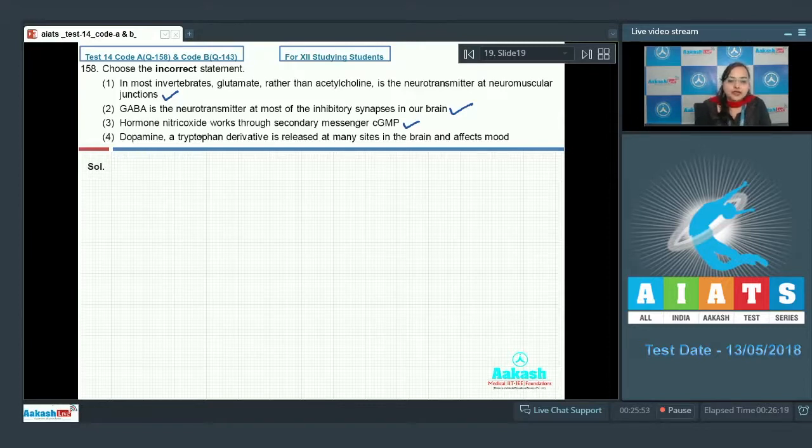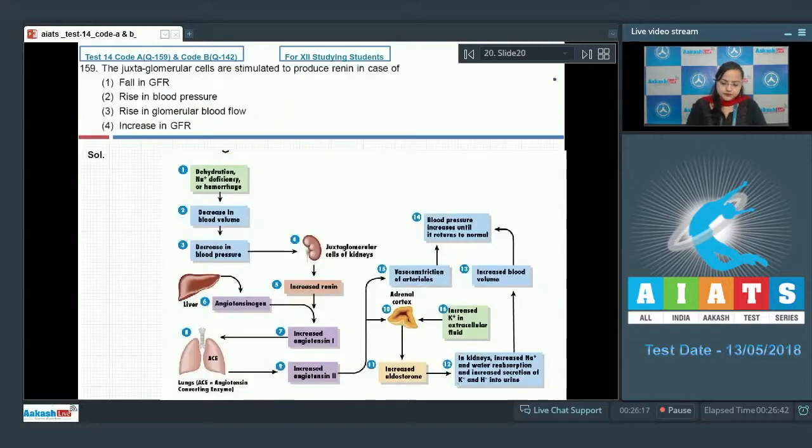Option 4 is given: dopamine, a tryptophan derivative, is released at many sites in the brain and affects mood. This statement is incorrect because dopamine is a tyrosine derivative, not tryptophan derivative. So among the given statements, statement 4 is incorrect and is also the answer for our question. So let's proceed to our next question.